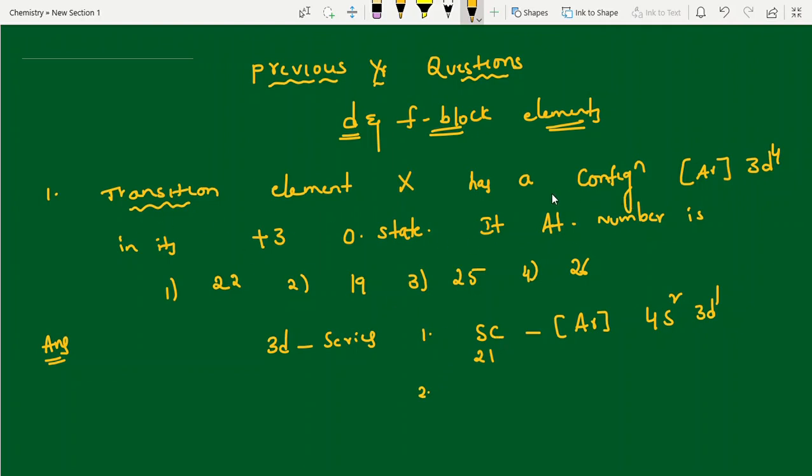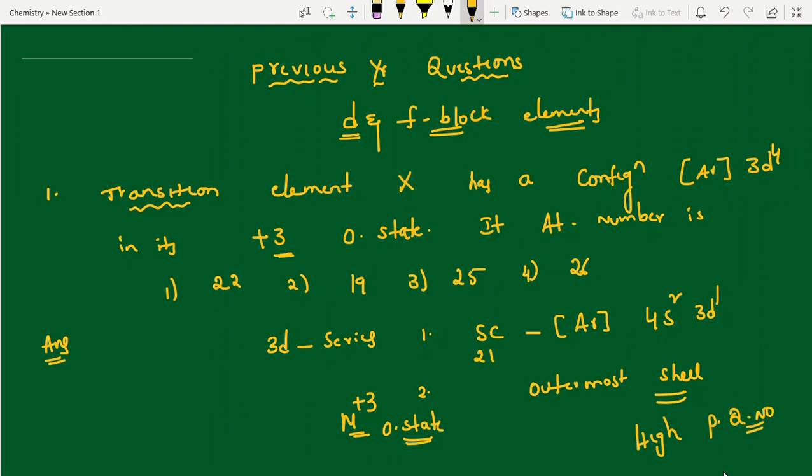Next, element X has configuration argon 3d4 in its +3 oxidation state. That means that metal lost 3 electrons. Then only it reaches the M+3 oxidation state, right? So where will it lose electrons? Definitely the outermost shell. Which is the outermost shell here? The highest principal quantum number, just the highest number: 4s2. This is the outermost shell.